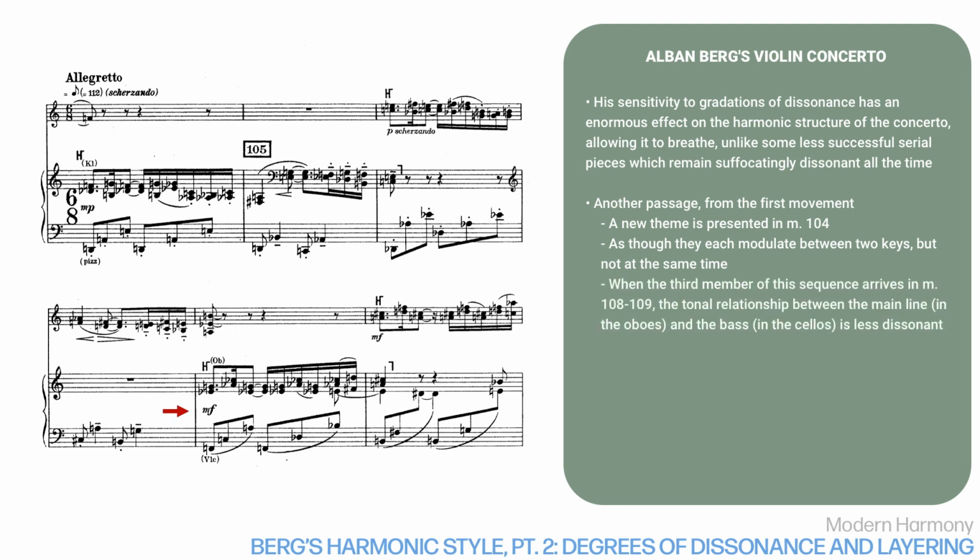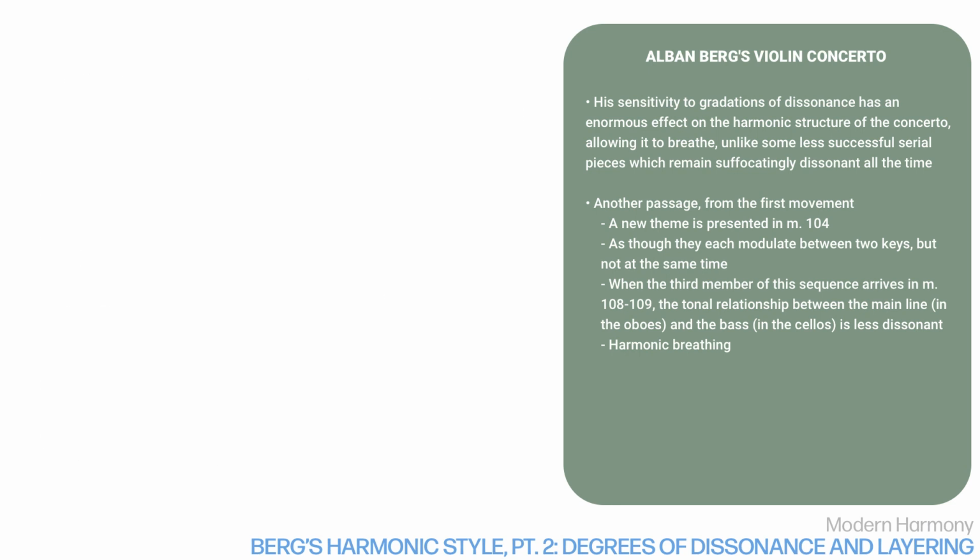But when the third member of this sequence arrives in measure 108-109, the tonal relationship between the main line in the oboes and the bass in the cellos is less dissonant. So again, there's a kind of harmonic breathing here, alternating between more and less dissonant relationships while using the same motivic material. Again, this is how Berg lets the music breathe.